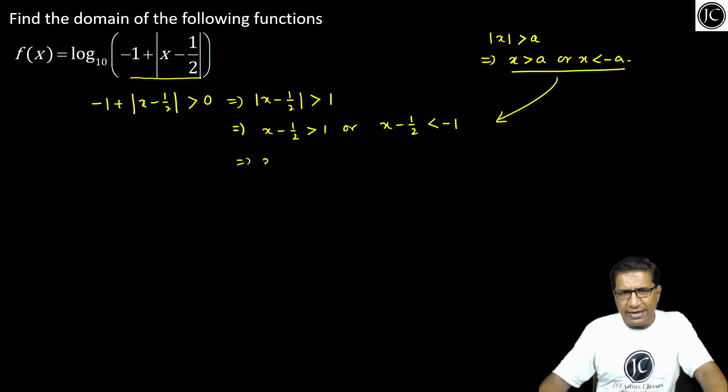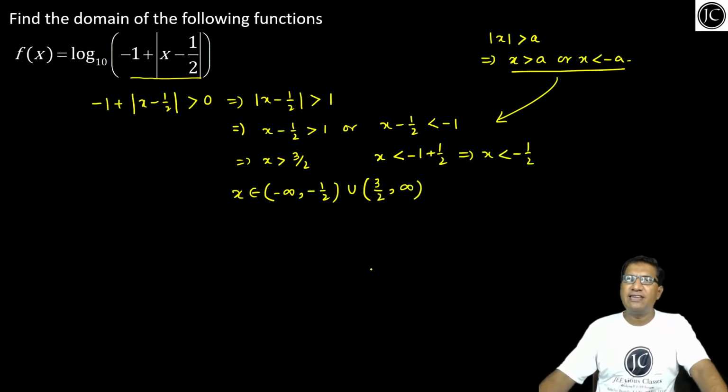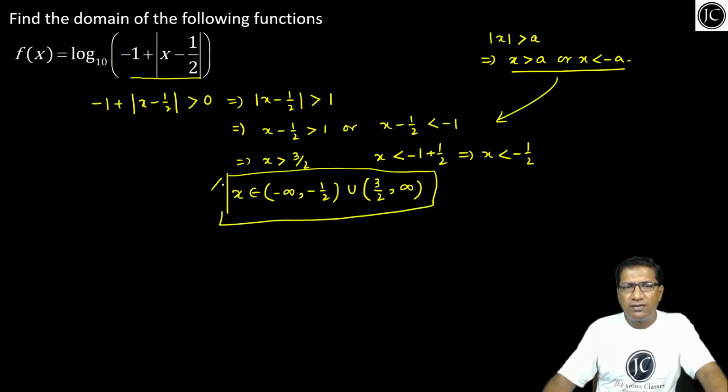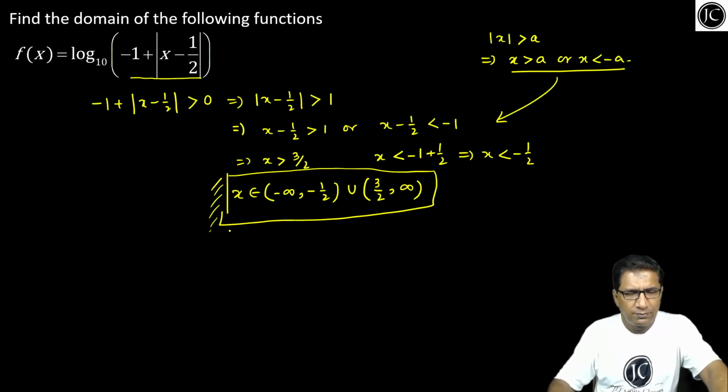So from here we are getting x is greater than 3 by 2. And from here we are getting x is less than minus 1 plus half, that implies less than minus half. Is it clear? Therefore, the required domain is x belongs to from minus infinity to minus half or from 3 by 2 till infinity. So this is the domain of the given function. Is it clear to all of you? Absolutely. Okay. So let us take the next problem.